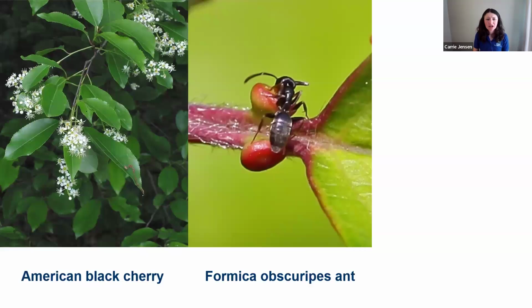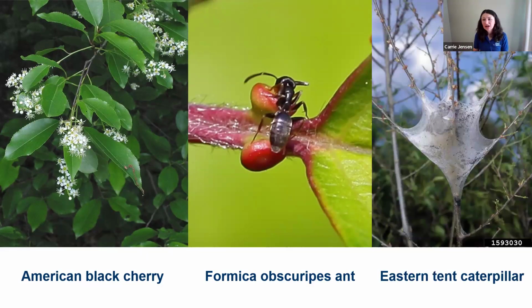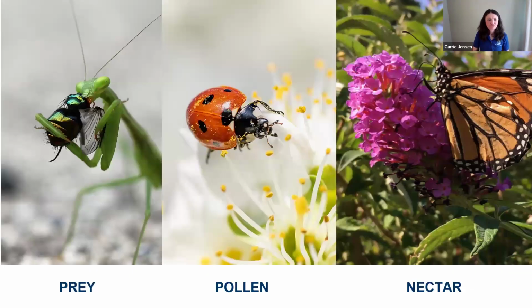So American black cherry has these extrafloral nectaries where it exudes nectar at a certain time of year, which attracts this ant. And those ants are predatory and will attack the eastern tent caterpillar. So they put out the sugar, the nectar, right before the tent caterpillars come out, to bring in the predator to help protect them. So lots of plants have ways to help protect themselves and bring in the beneficials. So just reemphasizing once again: prey, pollen, and nectar. You have to have all of those in your garden to bring in the beneficials.